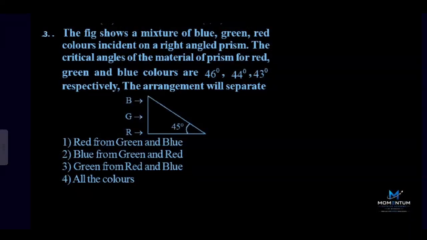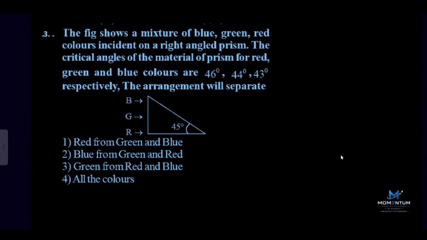Look at the figure now. It shows a mixture of blue, green, and red colors incident on a right angle prism. The critical angle of the material of the prism for red, green, and blue is given as 46, 44, and 43 degrees. The arrangement will separate them. What will happen? They ask us to find this.